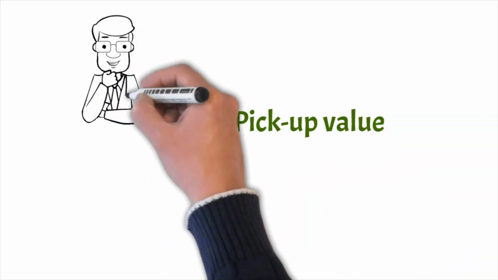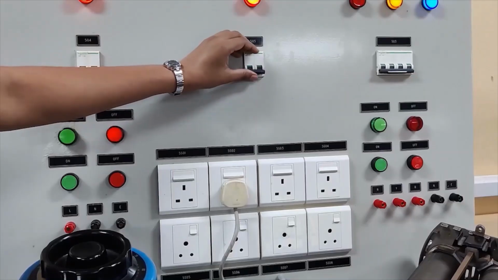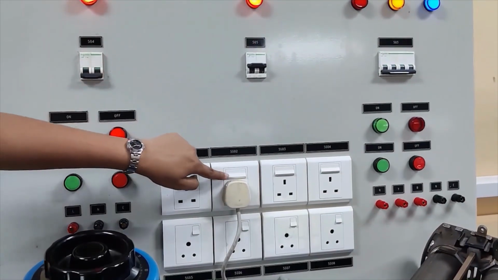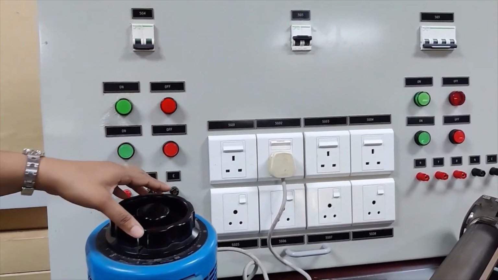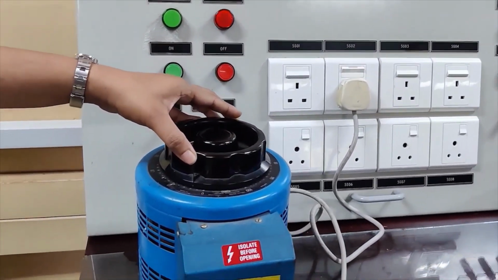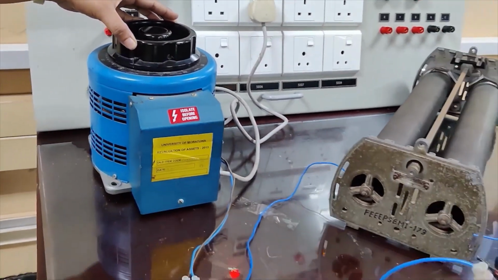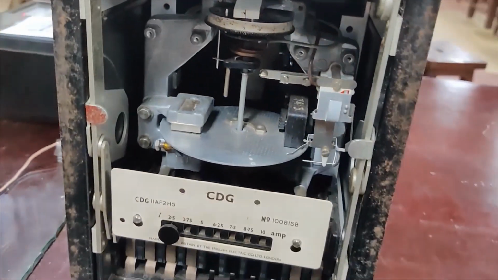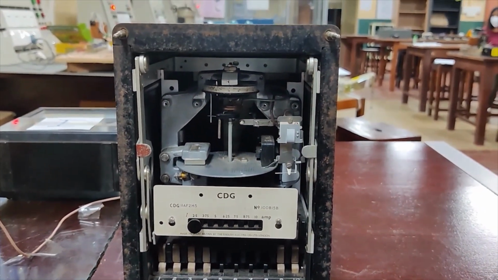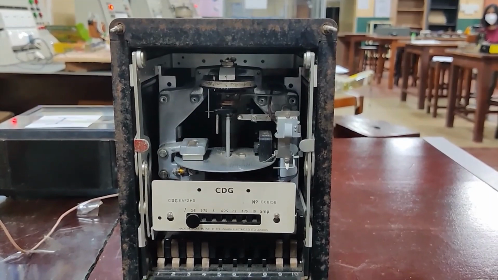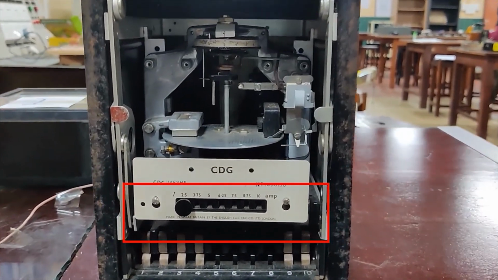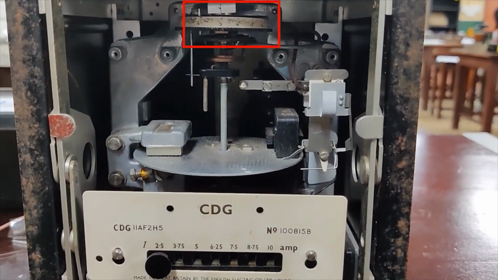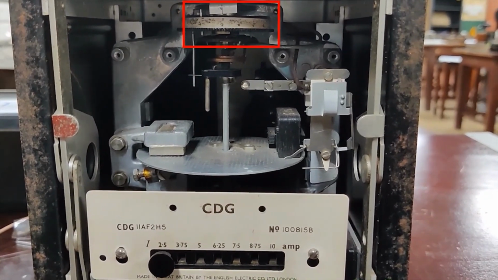Pickup value. First, power up the circuit and increase the variac output. Keep the overcurrent relay current setting at 2.5 and the time setting at 0.5.